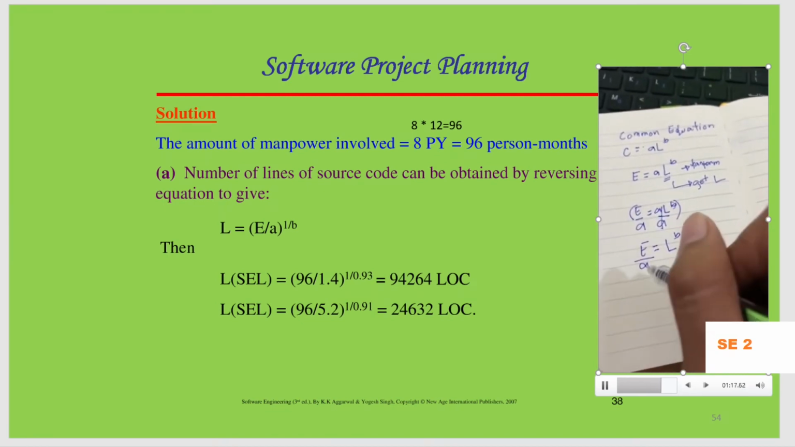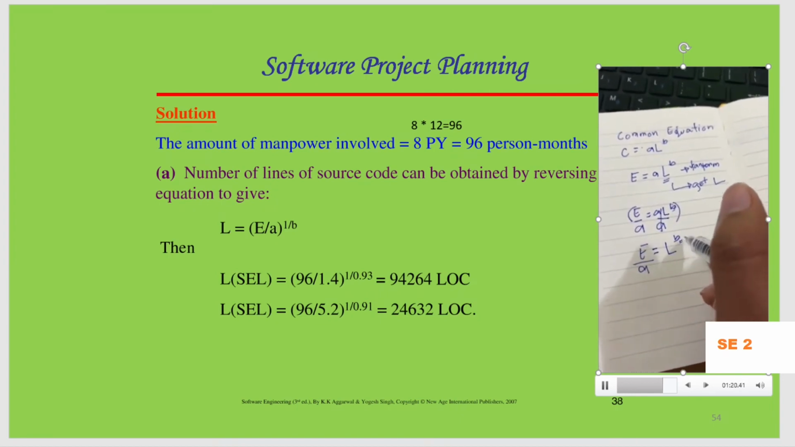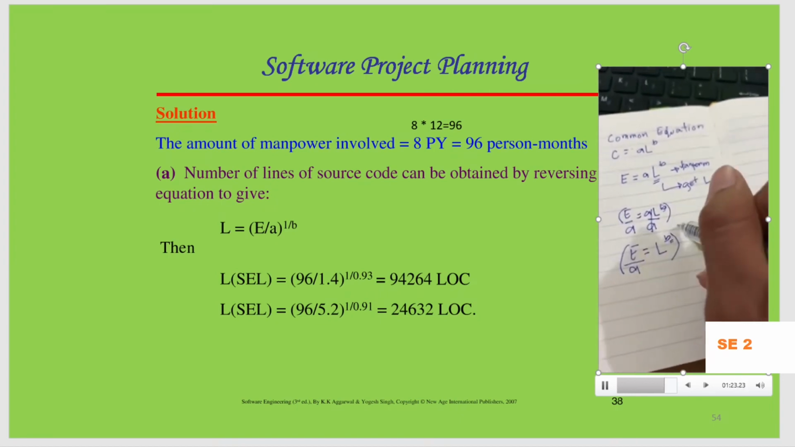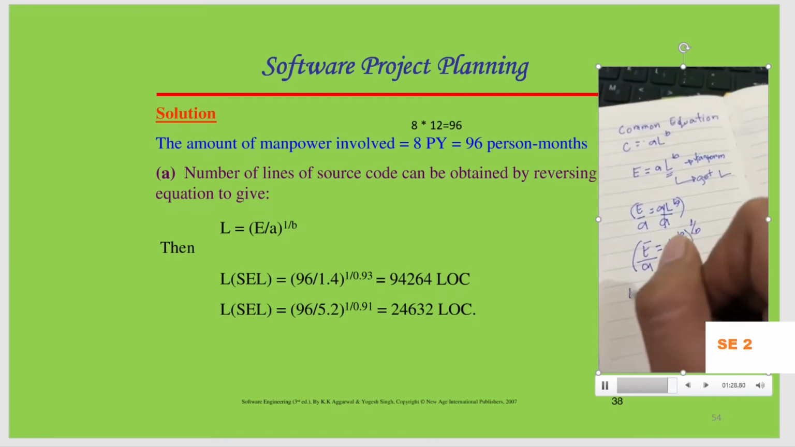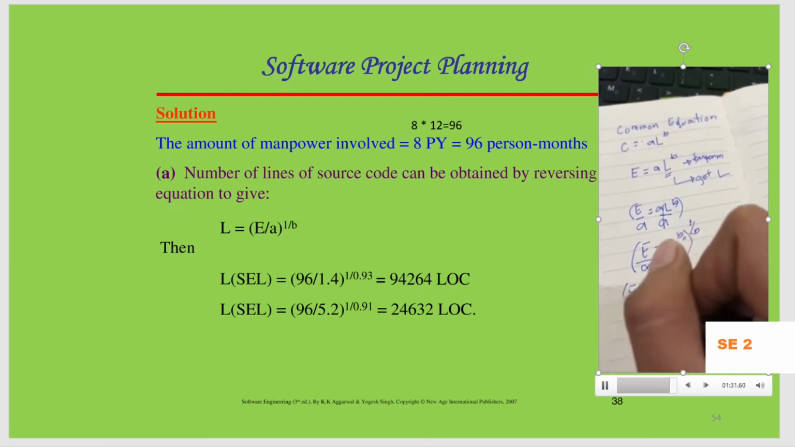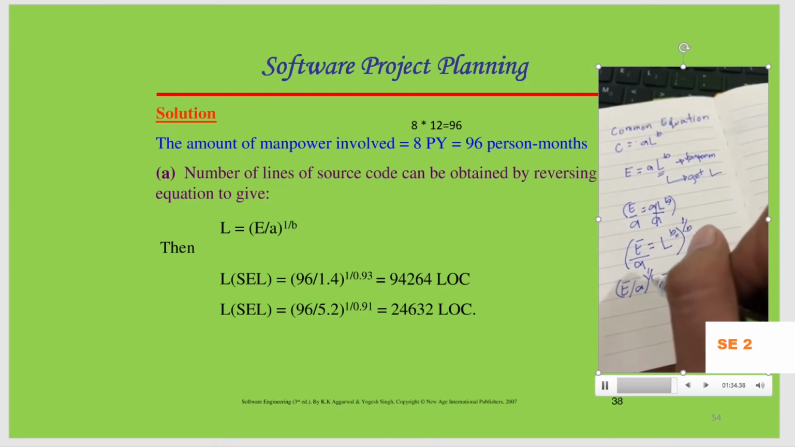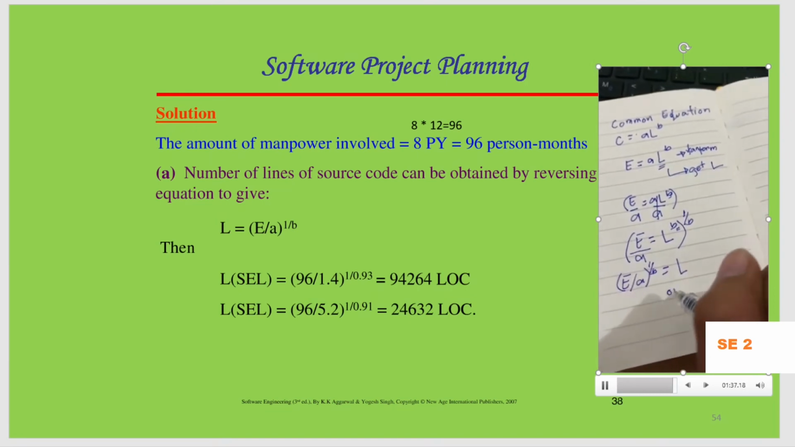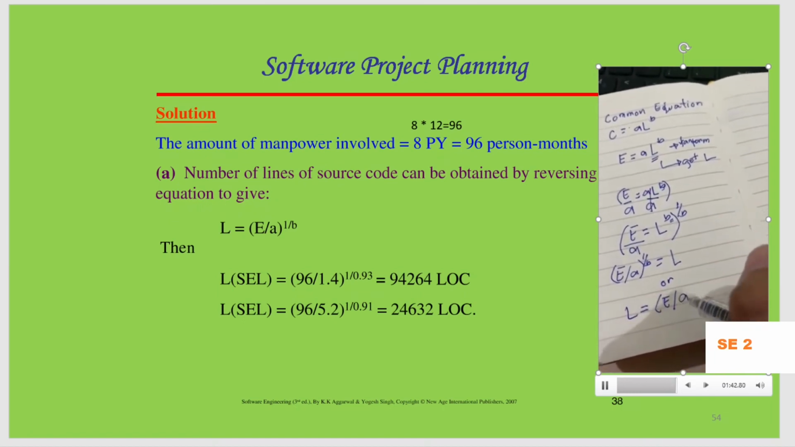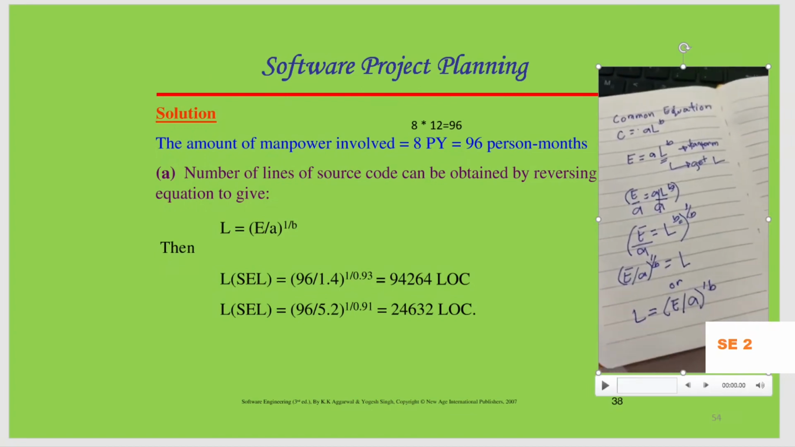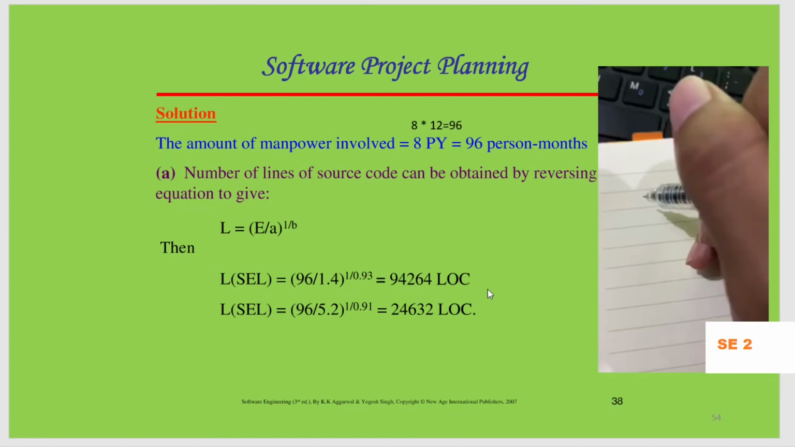Now, the problem here is the raised to B. To remove that, multiply both sides by 1 over B, so it will cancel out. Then, on the left side, E over A raised to 1 over B is equals now to L, or L is equals to E over A raised to 1 over B. Okay. So, that's why our formula became like this.